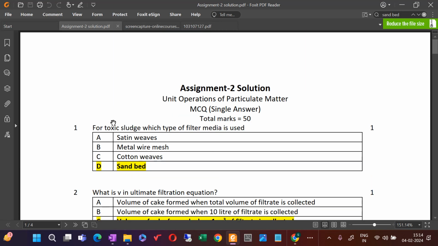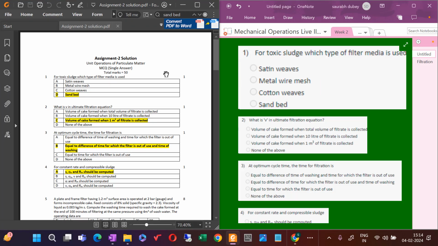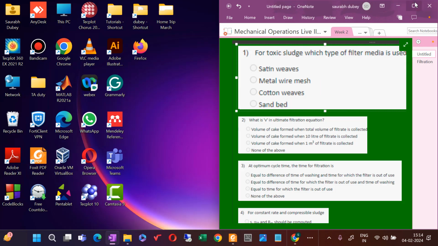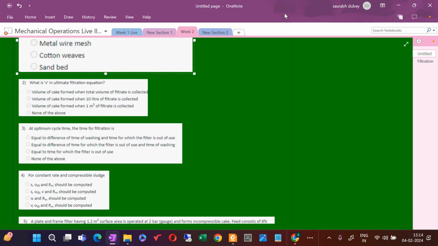This sand bed is the correct option for the given question. Then if you look at another problem, what is V in the ultimate filtration equation? First of all, what is the ultimate filtration equation, the final filtration equation that you had? When you see that equation again through the slides, it will be clear.